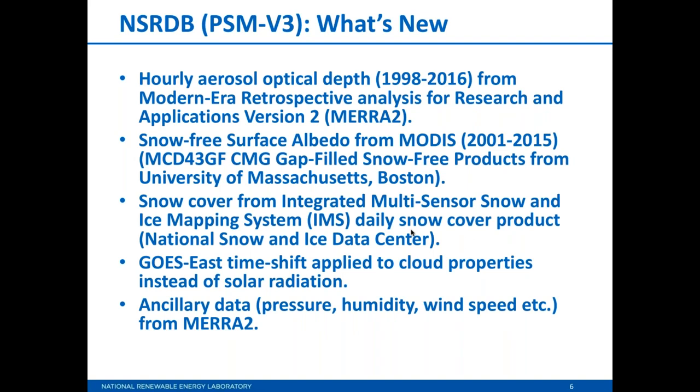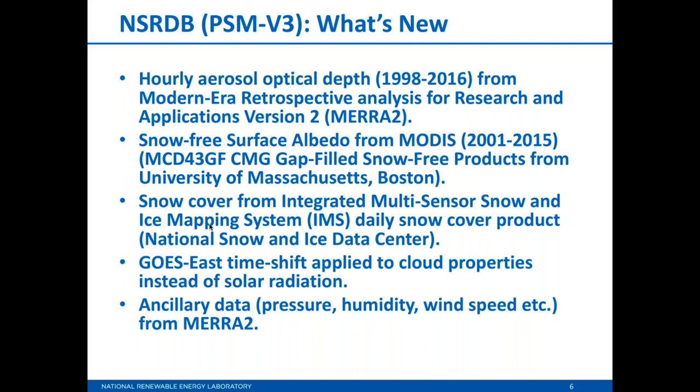So what's new in PSM version 3 from version 2? First thing is we used to have monthly aerosols in version 2, a monthly climatology. Now we are using hourly aerosol optical depths from MERRA-2. So we essentially capture a lot of the variability in aerosols. Earlier we had a climatological surface albedo. Now we actually have a snow-free surface albedo from MODIS, a data set produced by the University of Massachusetts Boston.